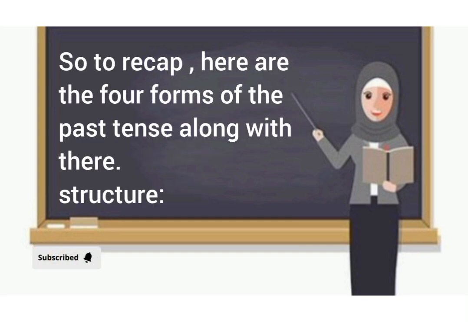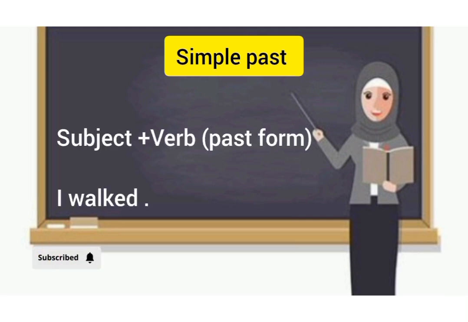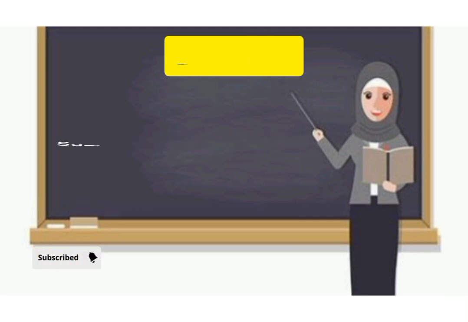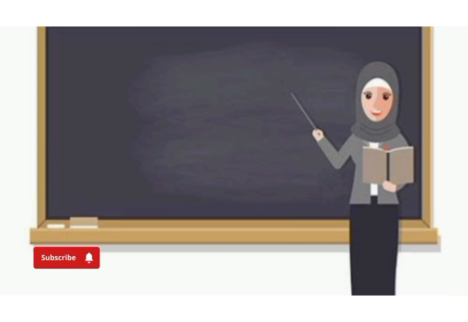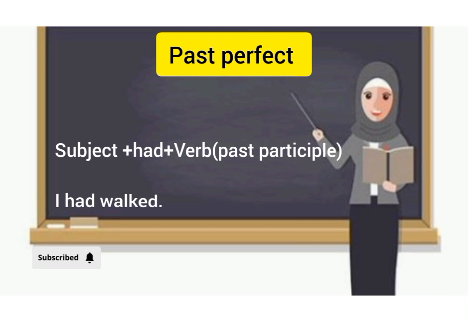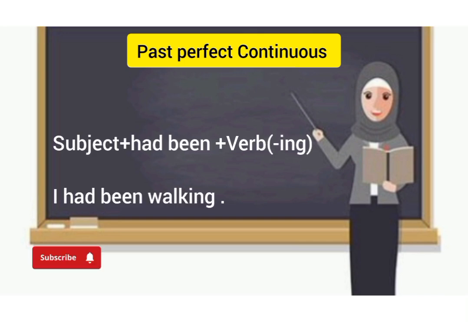So to recap, here are the four forms of the past tense, along with their structures. Simple past: subject plus verb, past form. I walked. Past continuous: subject plus was/were plus verb plus -ing. I was walking. Past perfect: subject plus had plus verb, past participle. I had walked. Past perfect continuous: subject plus had been plus verb plus -ing. I had been walking.